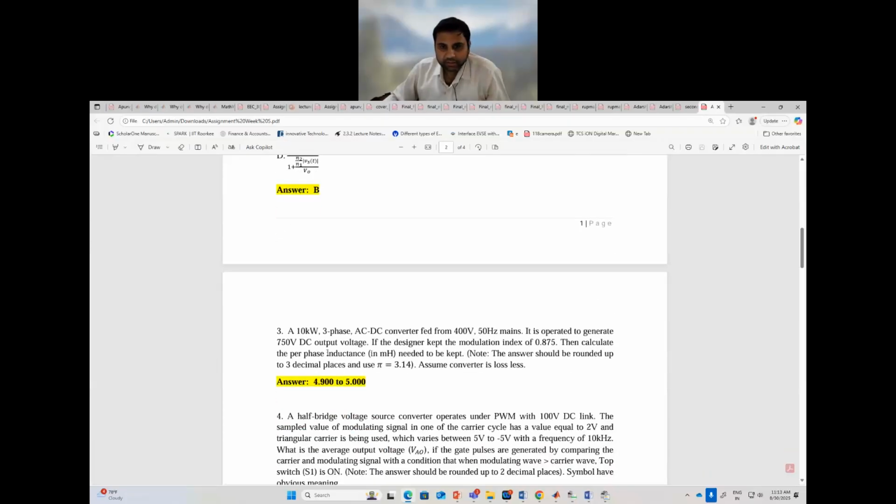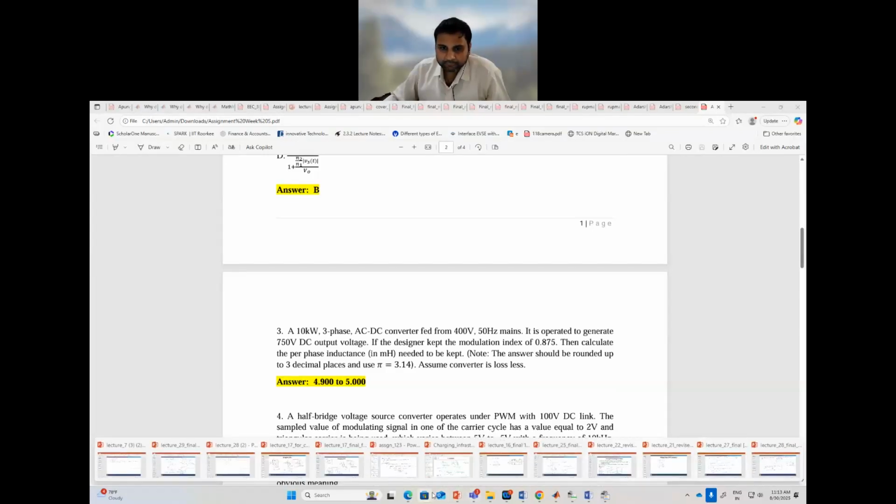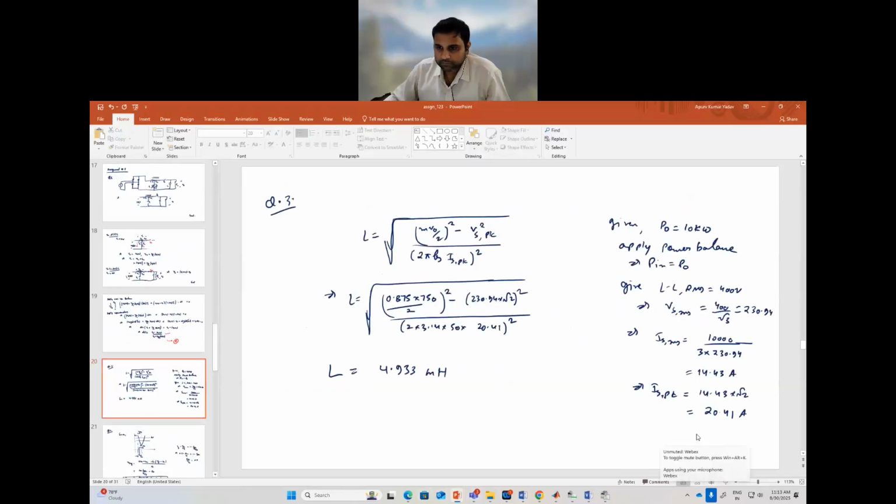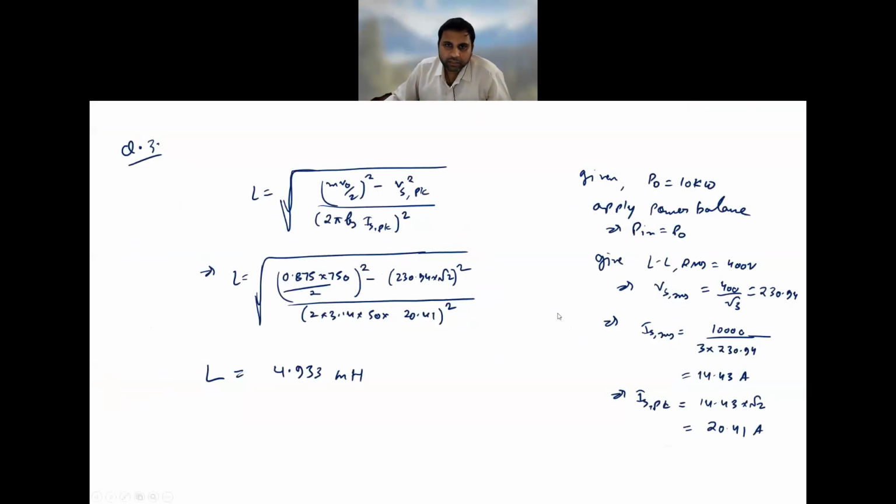Then comes question number 3. In question number 3, this value has been given. So let us try to solve question number 3. Again, in question number 3, you can directly use this formula, which is (m V0 by 2) square minus Vs peak square, divided by 2 by fs is peak square. Your m value has been given, V0 value has been given, Vs peak value has been given. Now what? Yes, any questions?